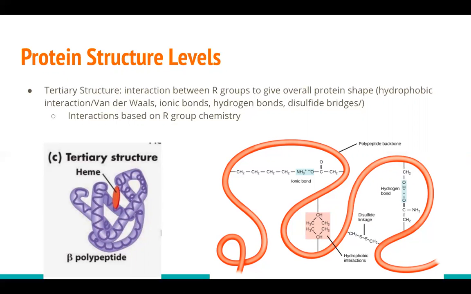So pretty much all proteins have primary, secondary, and tertiary structures. Any questions on that? Most proteins have primary, secondary, tertiary, and not every protein has quaternary.